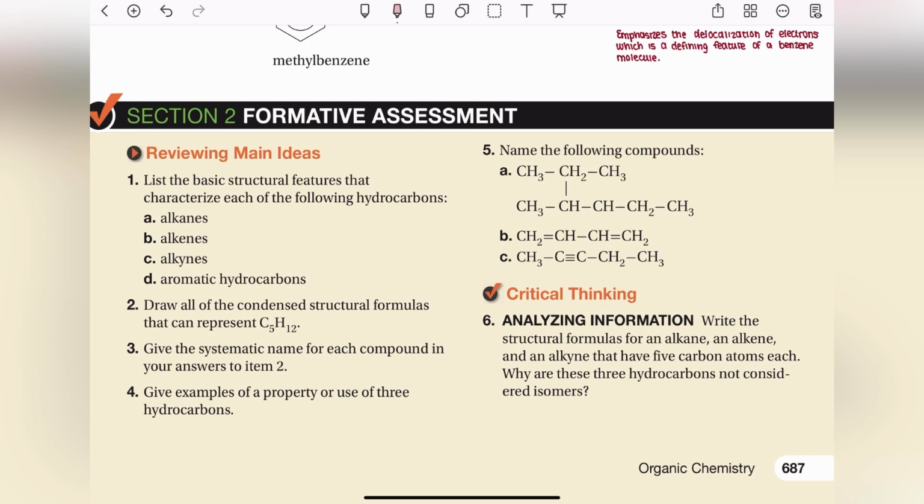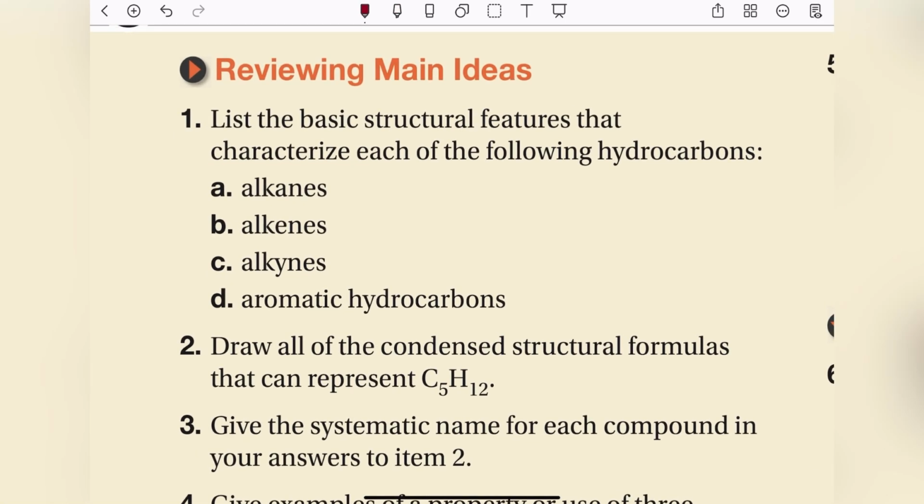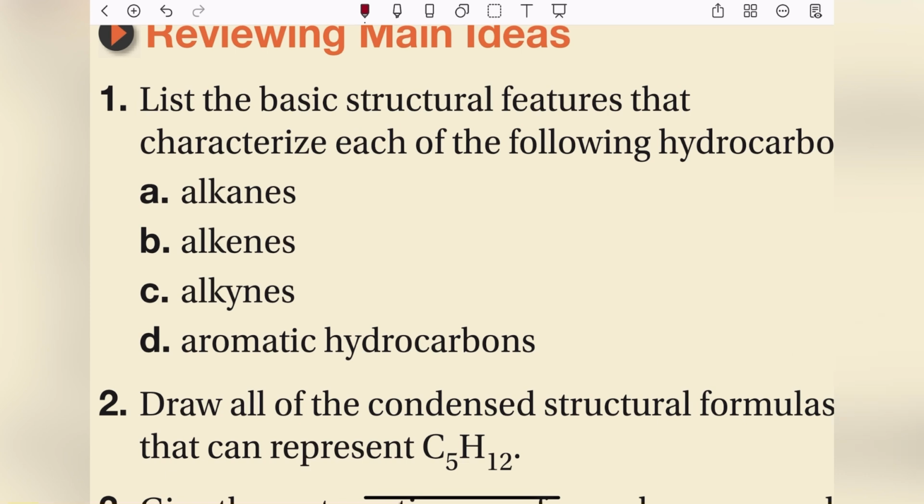And we finally got to the formative assessment. Yay. Okay, number 1, we're asked to list the basic structural features that characterize each of the following hydrocarbons. We talked about 4 different hydrocarbons in this section. There are alkanes, alkenes, alkynes, and aromatic hydrocarbons. Alkanes have only single bonds, so only sigma bonds. Also, out of all of them, they have the maximum possible number of hydrogen atoms.